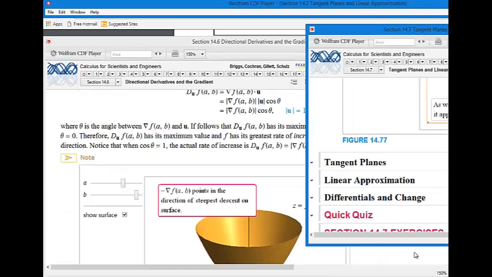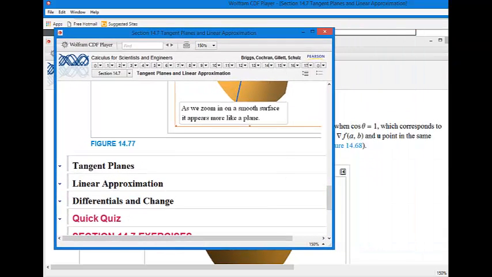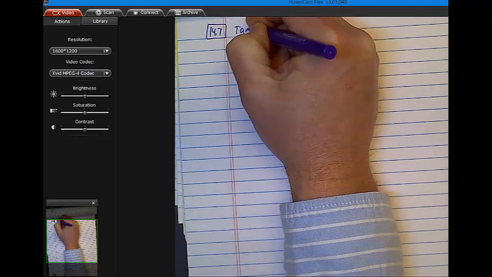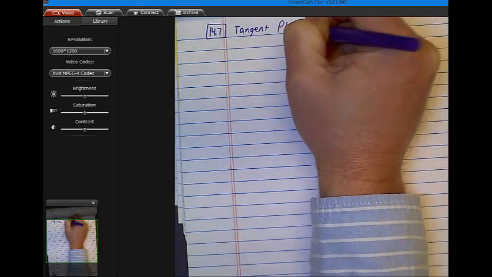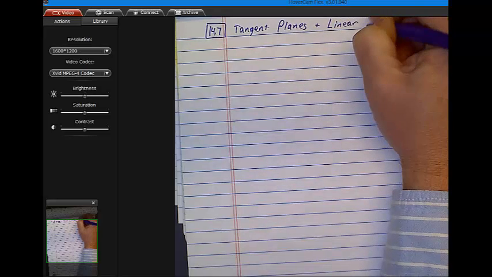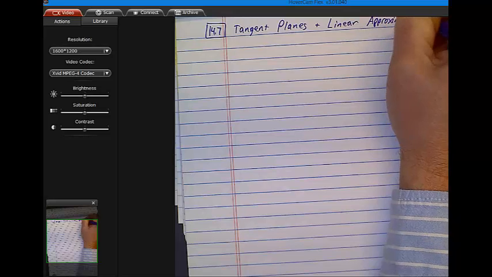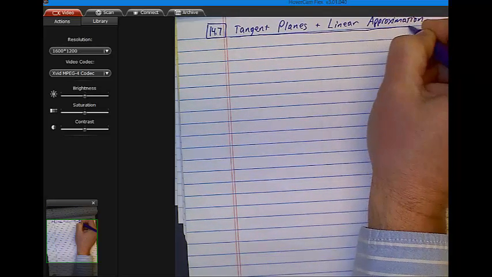Okay, so moving on. 14.7, today's section, tangent planes and linear approximation. I think what I'll do is at least get down the idea of tangent planes, and then maybe we'll do the approximation stuff right after break. That'll give you guys a little more time to look at that chapter 4 stuff too if you want.